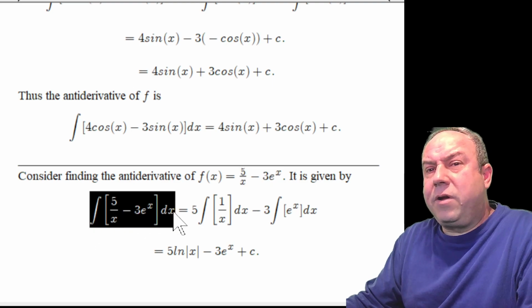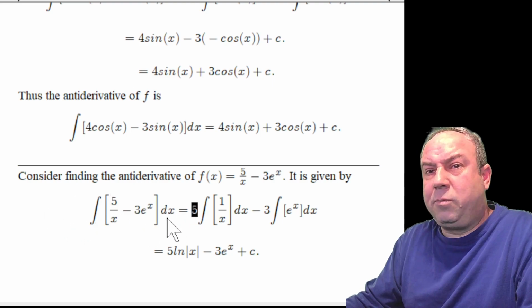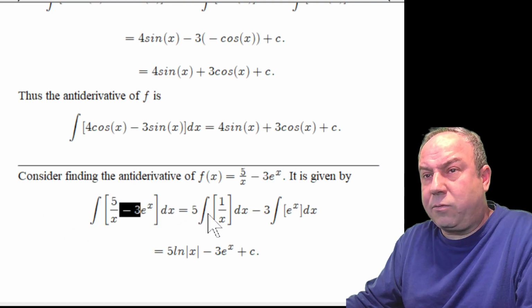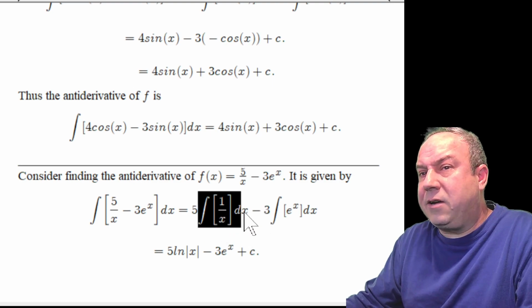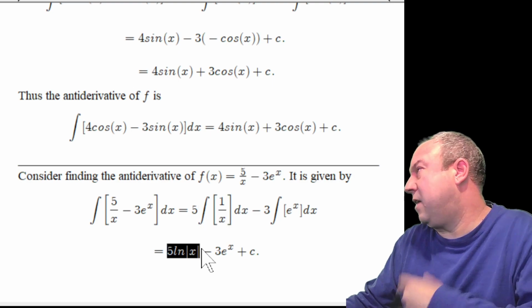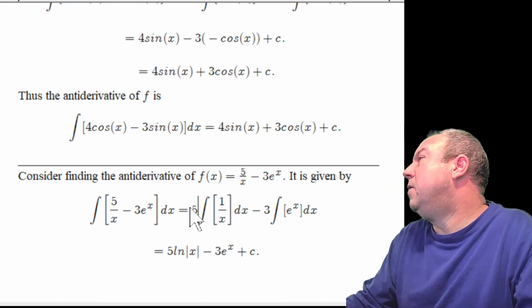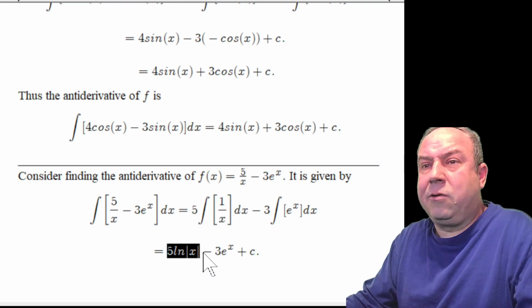Well, that antiderivative operator will distribute across that difference. That 5 in the numerator will become a constant multiple and can be factored out in front, and so will the 3. Right? So really we'll be left with the antiderivative of 1 over x, which we know is ln of x from the rules above, ln of the absolute value of x. So this first term will turn into 5 times the ln of the absolute value of x.